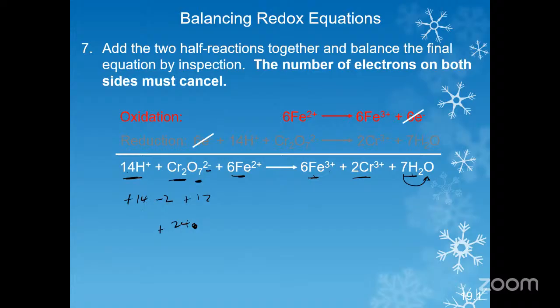Then we look at the right side. We have 6 times +3, which is +18. And we have 2 times +3, which is +6. 18 plus 6 is +24. So the charges are the same total on both sides. So now we can safely say that this equation is balanced. And that's basically how you balance a redox equation.